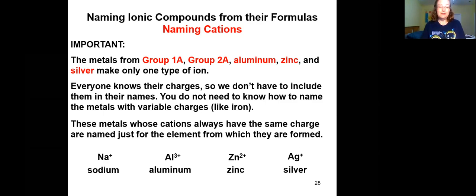I'll be honest with you, lots of times I can tell who's been looking on the internet because they'll put silver and then the Roman numeral 1 and then the ion. The deal is silver's always +1. I haven't come across a compound yet where silver was not +1. So I can tell if you've been Googling because you'll come up with answers that have the Roman numeral 1 in them. But in this class, he's just always +1. You don't need a Roman numeral for silver.